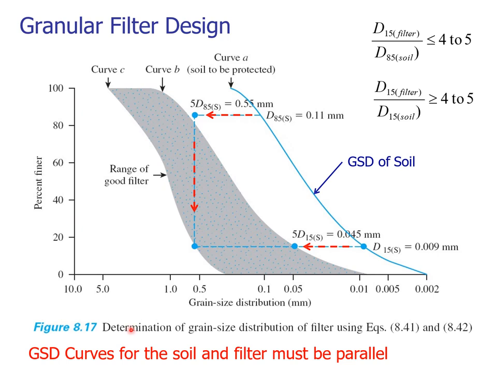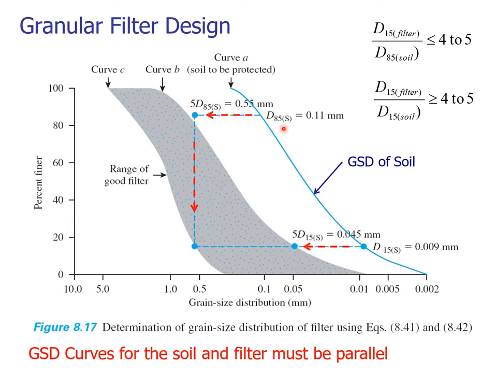Now, if we consider Terzaghi's approach, you can see that this is the grain size distribution curve of the soil which is to be protected. So from this, you can get D15 of this soil and D85 of this soil. This is very easy because corresponding to 85, this is the size, so this is D85 of that soil. Corresponding to 15% passing, you are getting this much size, that is D15 of the soil.